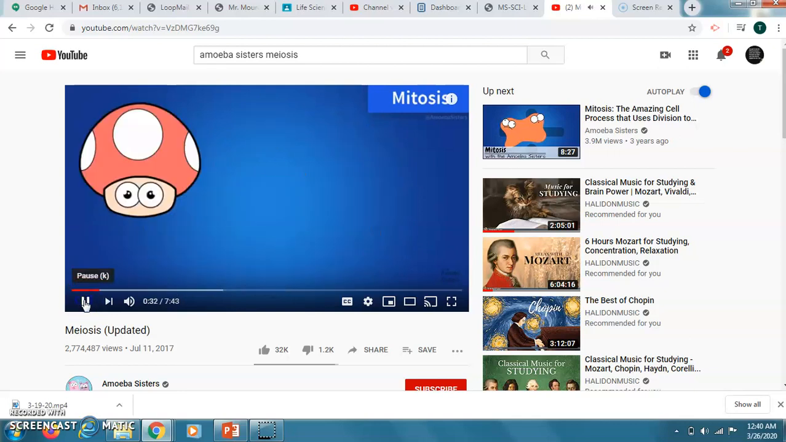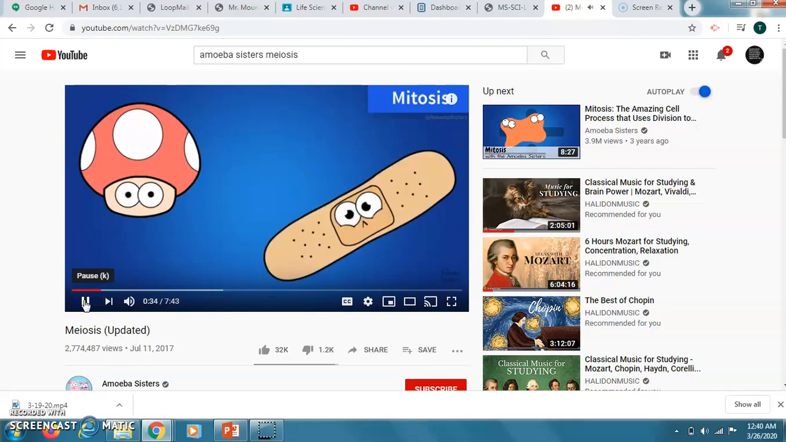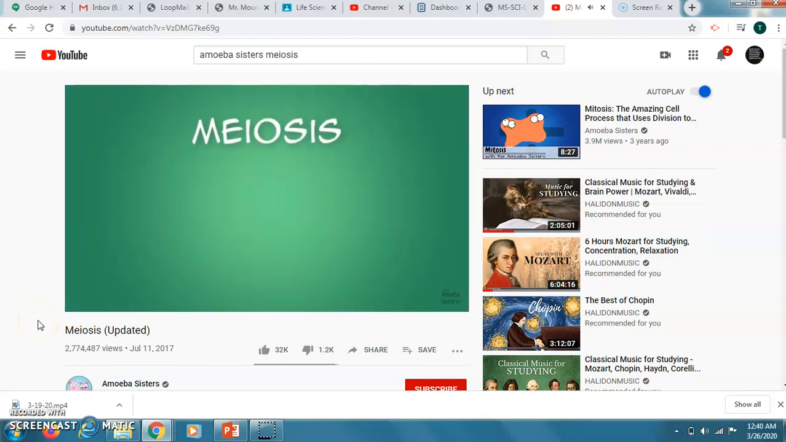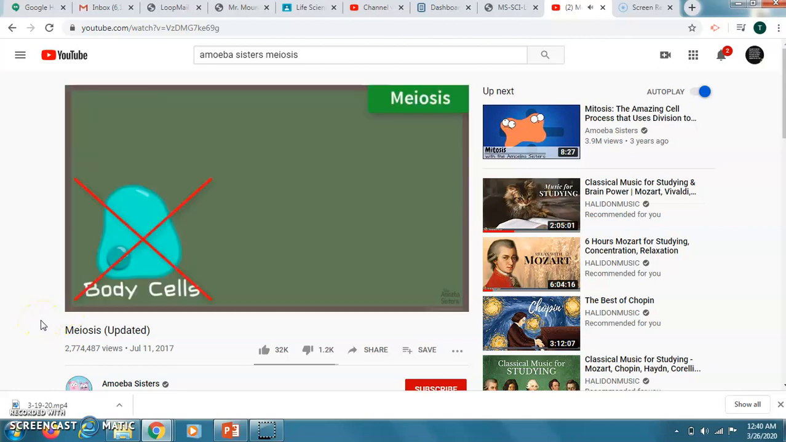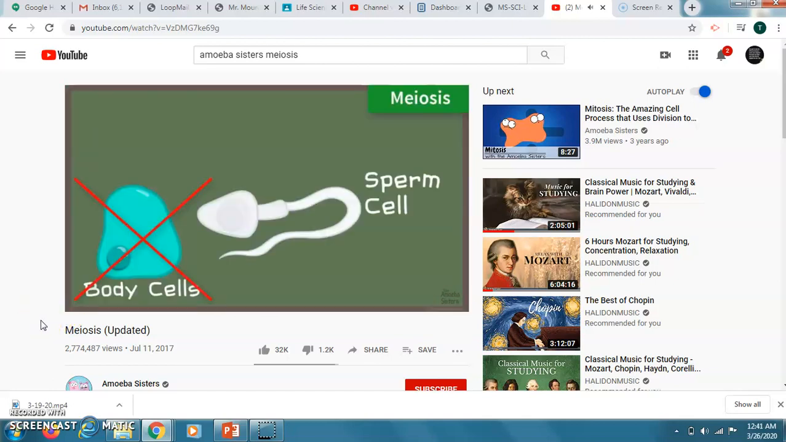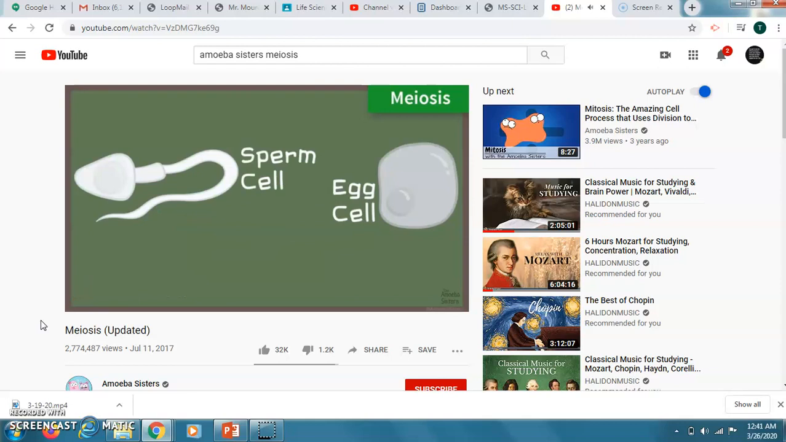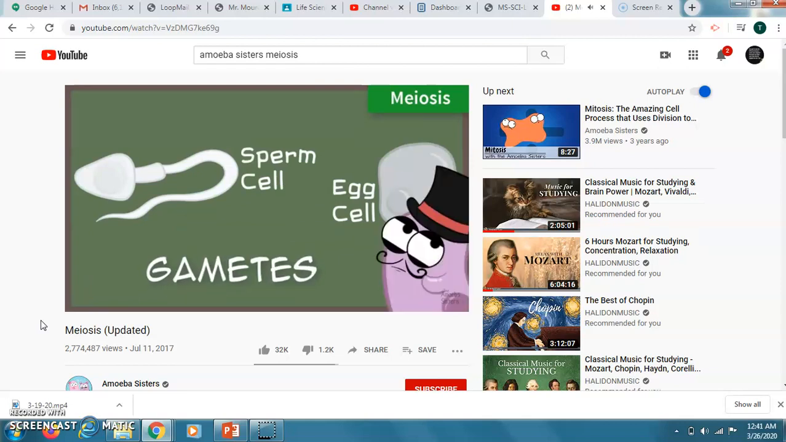Mitosis is important for growth and for repair of damage, or to replace worn-out cells, but not meiosis. Meiosis is a process that contributes to genetic variety. Meiosis also doesn't make body cells. It makes sperm and egg cells, otherwise known as gametes, the fancier word.